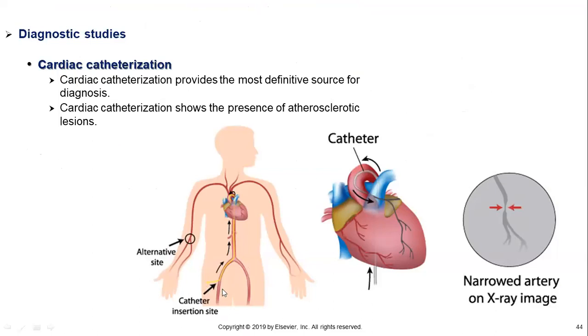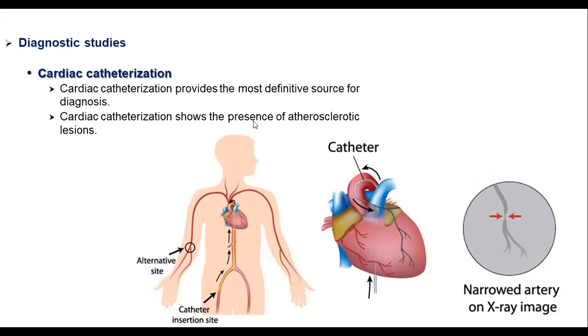Then we have to pass the catheter, and the catheter goes by the femoral artery through the abdominal aorta, thoracic aorta, arch of aorta, and finally comes into the coronary artery, and then balloon up and the narrow area is expanded. In other pictures, we will see. Cardiac catheterization provides the most definitive source of diagnosis. Also, cardiac catheterization shows presence of atherosclerotic lesion.